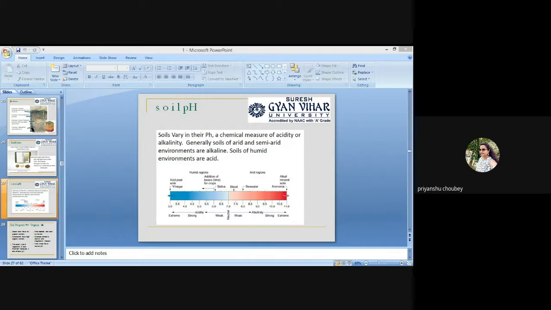Chemistry of soil acidity. There are three major forms of soil acidity, namely active acidity, exchangeable acidity, and reserve acidity. If we add all three forms, it constitutes the total acidity of the soil.